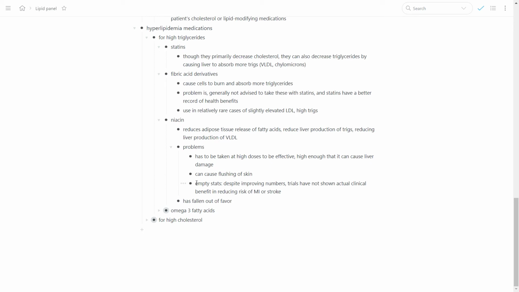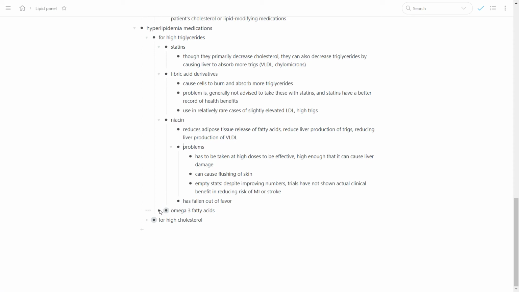So this is what's known as an empty stats medication. Even though it improves numbers of reducing triglycerides and cholesterol, clinical trials have not shown an actual clinical benefit in terms of reducing risk of myocardial infarction or stroke. So for these reasons, the use of niacin has fallen out of favor over time.